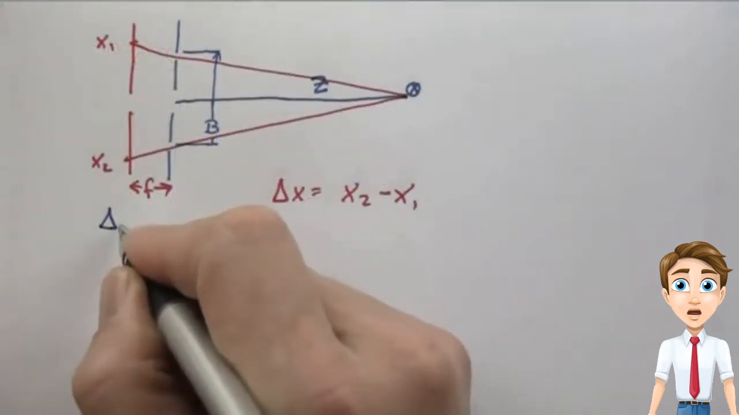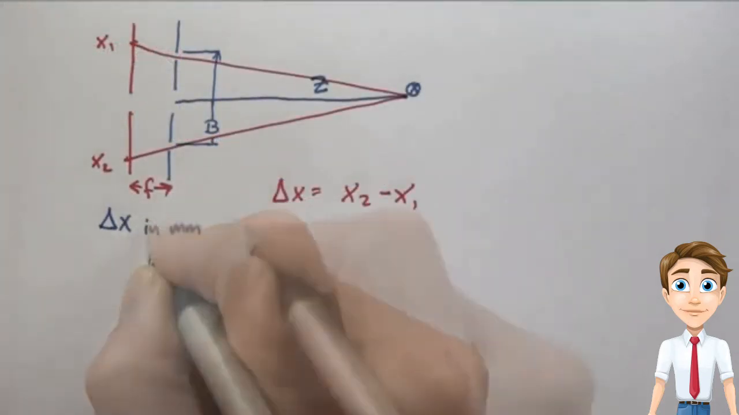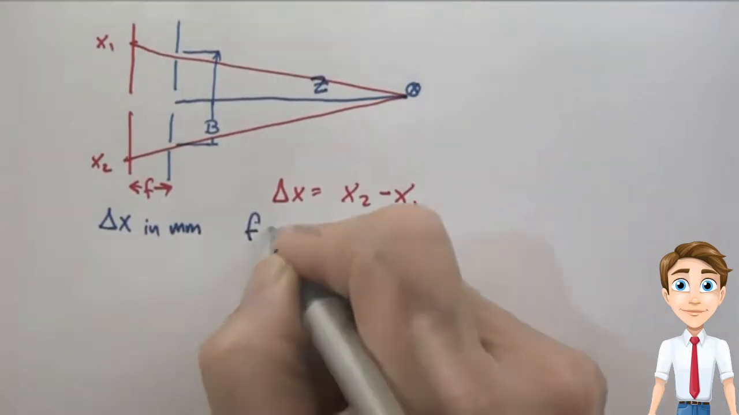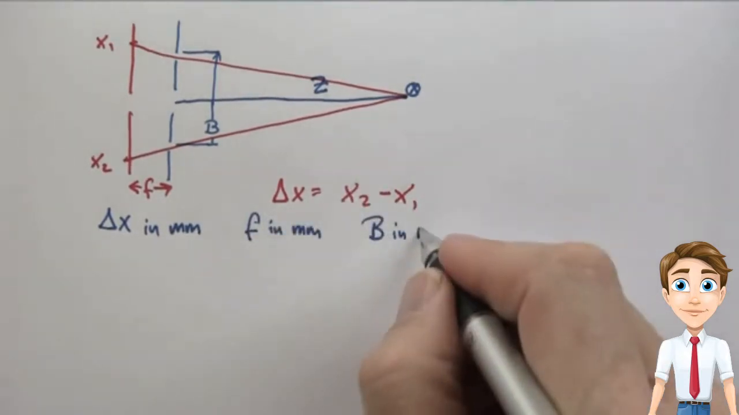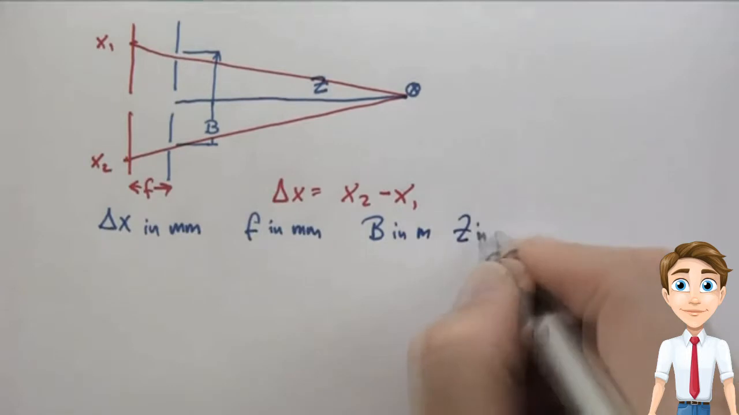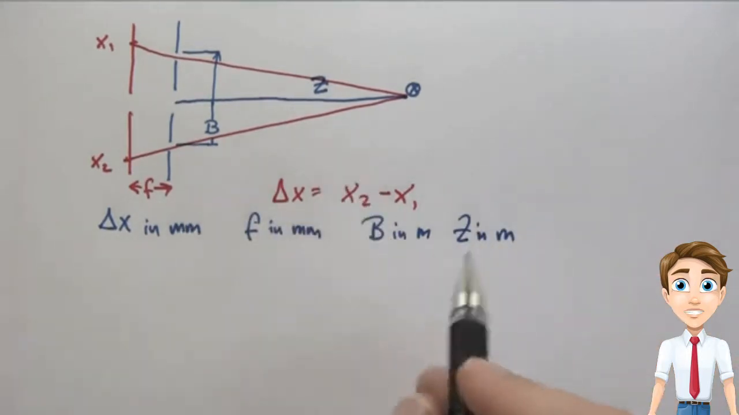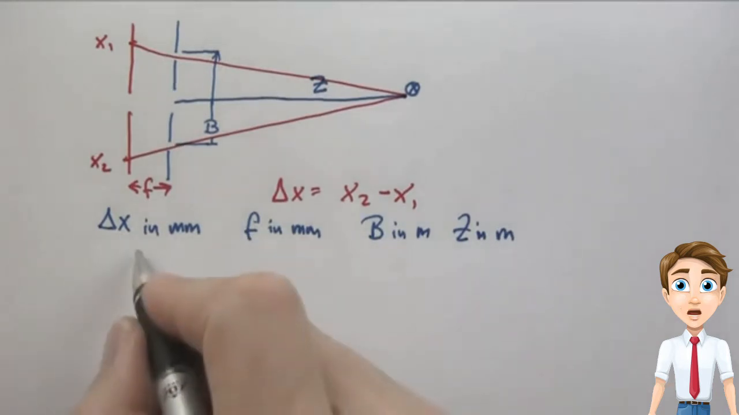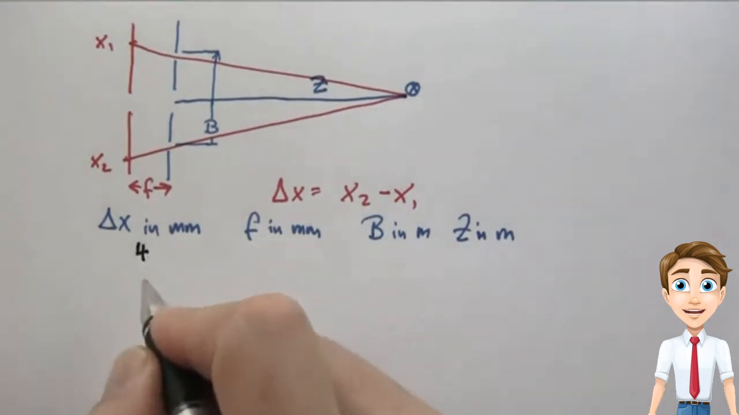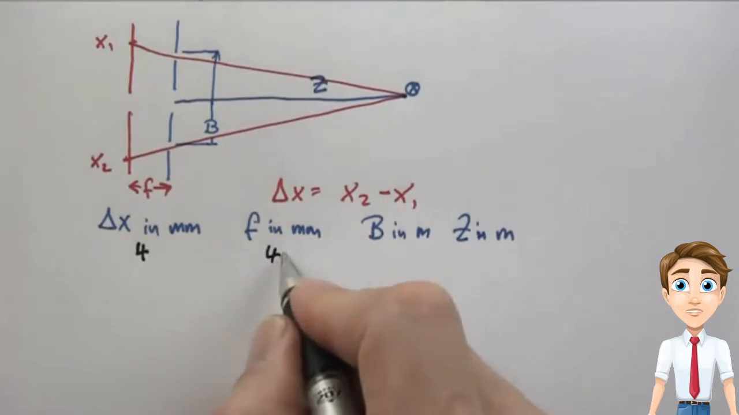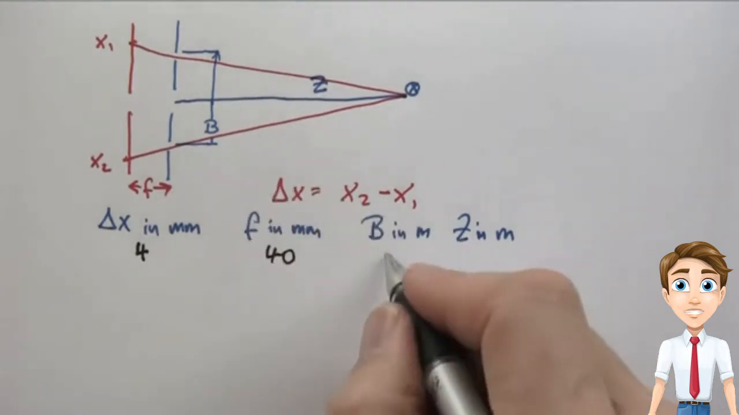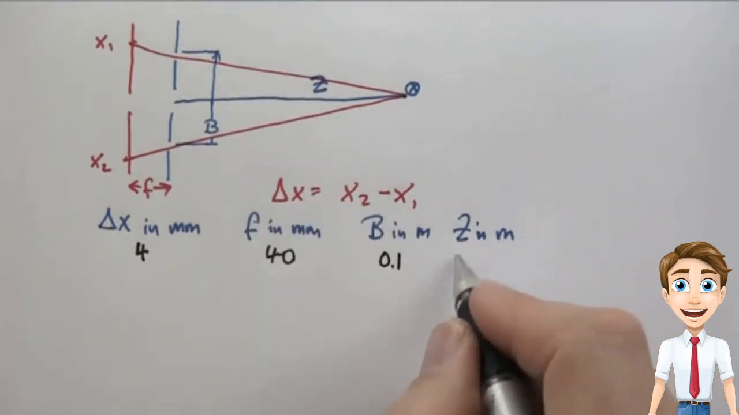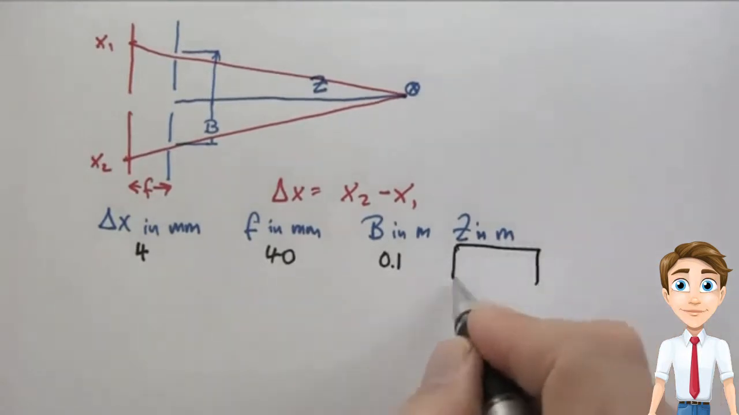I will measure delta x in millimeters, same with the focal length f. B is in meters, and so is Z. And I use meters for B and Z so that the units effectively fall out. You don't really have to consider them. But suppose the measured delta x is 4 millimeters at a focal length of 40 and our displacement is 0.1. How far away is the object in meters?